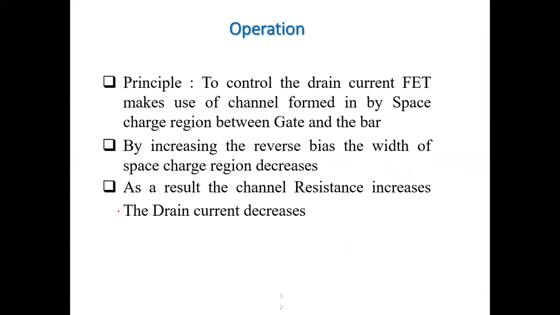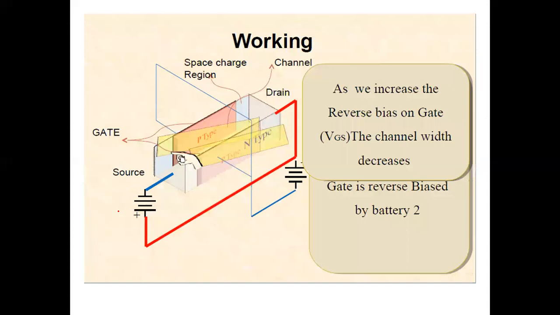These are the basic operations to control the drain current. The FET makes use of the channel formed by the space charge region between the gate and the bar. By increasing the reverse bias, the width of the channel decreases. As a result, the channel resistance increases and the drain current decreases. So this is the model.